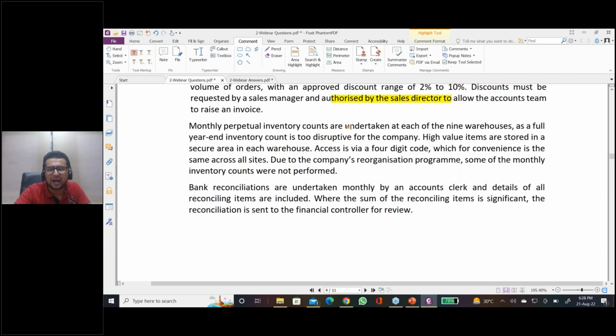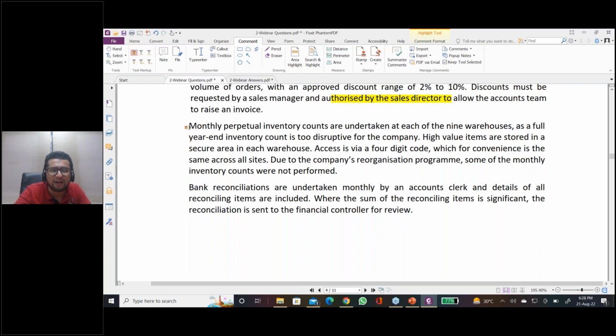Monthly perpetual inventory counts are undertaken at each of the 9 warehouses, as a full year inventory count is too disruptive for the company. Okay, they keep on with the perpetual inventory count. High value items are stored in a secure area in each warehouse. Access is via a 4-digit code, which for convenience is the same across all sites. Due to the company's reorganization program, some of the monthly inventory counts were not performed.